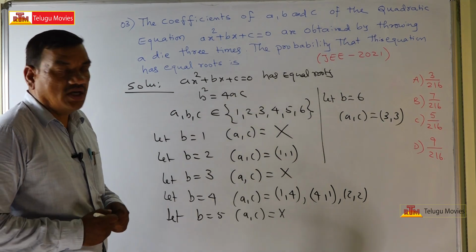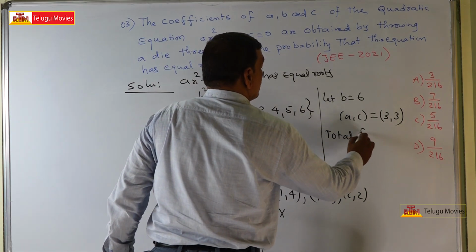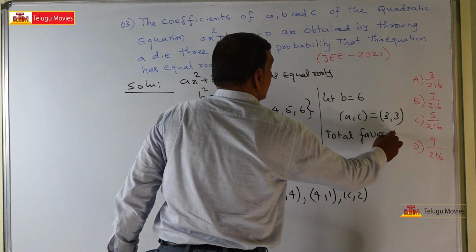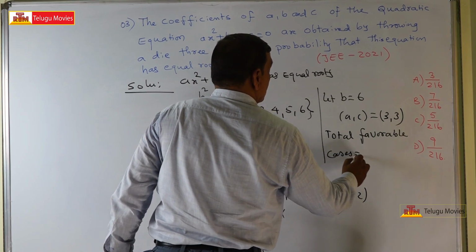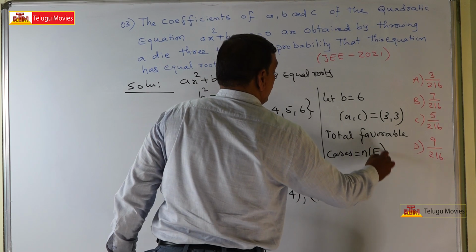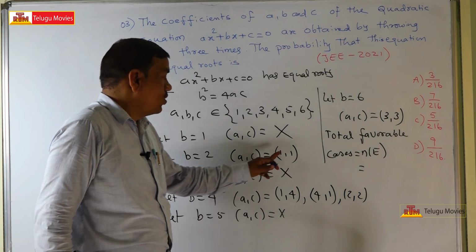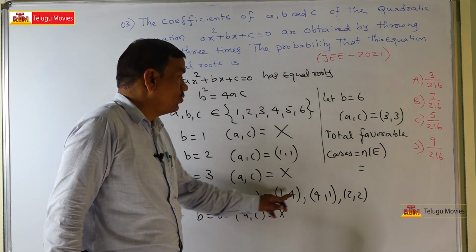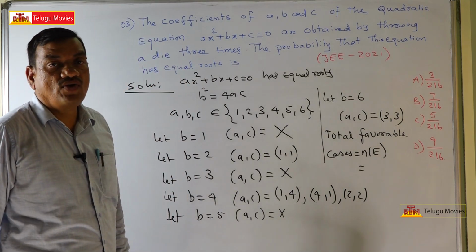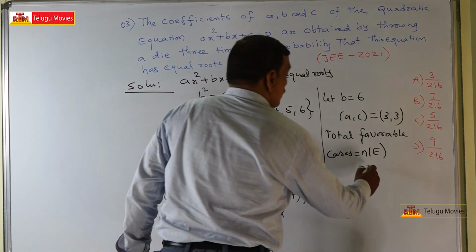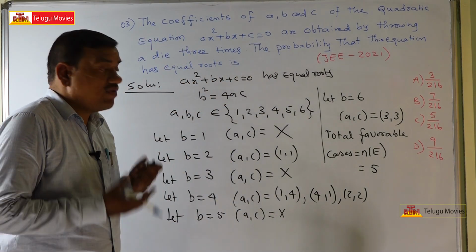So altogether, what is the total number of favorable cases? That is n of E, we will call it n of E. What is the total number of favorable cases? Count it. 1, 2, 3, 4, 5. The total number of favorable cases is 5.